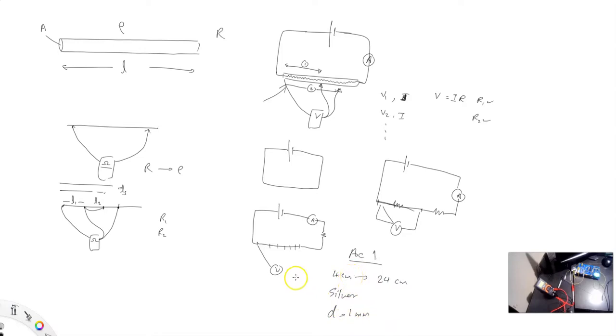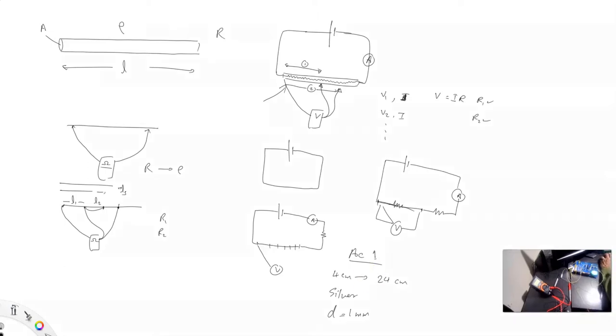So we will be measuring voltage at different points. For activity 1, I will give you voltage and current information. I'll have a separate table attached. Alright, so that's activity 1. Activity 2, same thing. We have a different wire. It's only just a different wire.